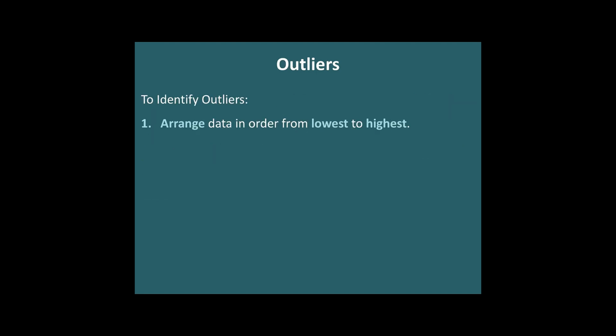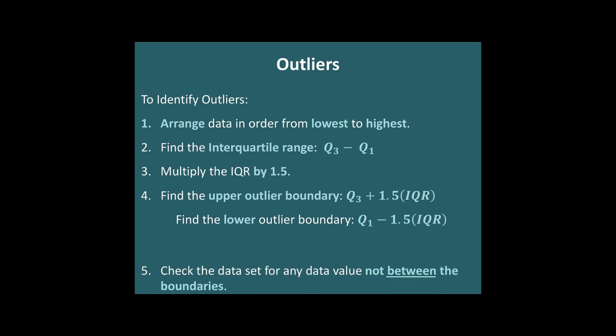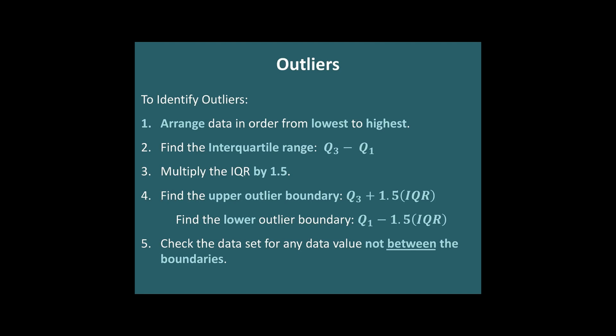To identify outliers, first, arrange data in order from lowest to highest. Second, find the interquartile range. Third, multiply the interquartile range by 1.5. Fourth, find the upper outlier boundary, which is Q sub 3 plus 1.5 times the interquartile range. Then find the lower outlier boundary, which is Q sub 1 minus 1.5 times the interquartile range. Then check the dataset for any data value that is not between the boundaries.